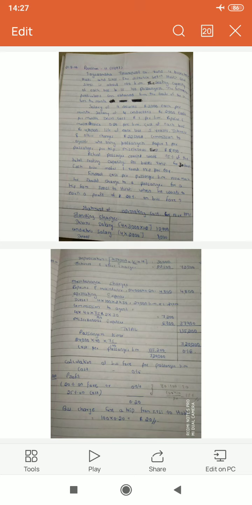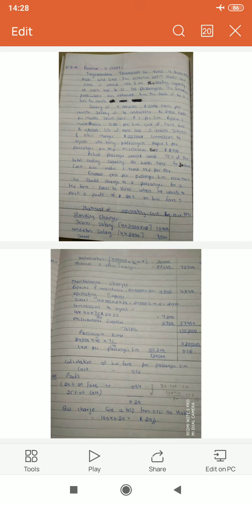Now, summation of standing charges per month plus maintenance charges per month plus running or operating expenses per month is put at rupees 1,15,200. 1,15,200 is the total operating cost in respect of 4 buses.